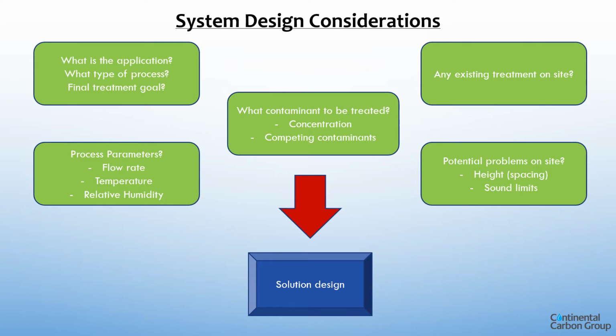System design consideration. Based on the application, whether it's water or air, we need to have some questions answered. What is the application? What type of process is it? What are your final treatment goals? At the same time, we also have to look at what is the contaminant and what concentration, and what could be the competing contaminants. We also would like to know if there are any existing treatments on site.